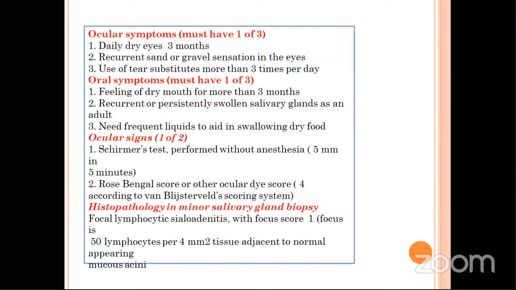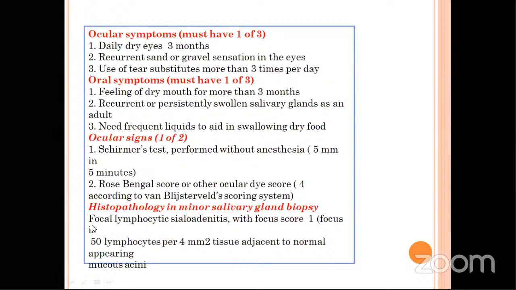Sjogren's syndrome is diagnosed because it has to satisfy certain criteria. There are 6 different criteria: 3 related to the ocular and 3 with respect to the oral cavity. What are the ocular symptoms the patient has, the oral symptoms the patient has, and the ocular signs. The tests come under signs: the Schirmer's test, the Rose Bengal test. These are the tests which the physician does.